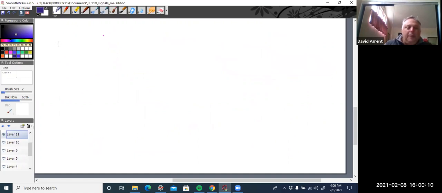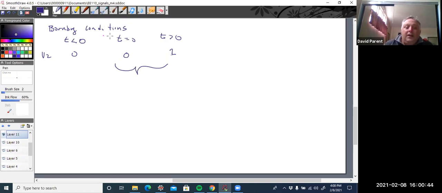Now, here's the thing. We have some boundary conditions, right? T less than 0, 0. T equals 0, 0. T greater than 0, 1. All right. This is the part we're going to concern ourselves with. So we have these boundary conditions, and we have this kind of function here. But the thing is, we could add a linear term to this. We can scale it to fit this.